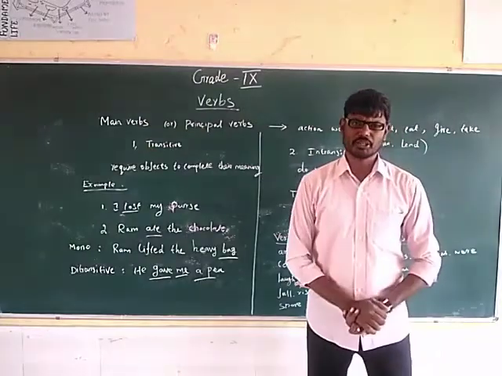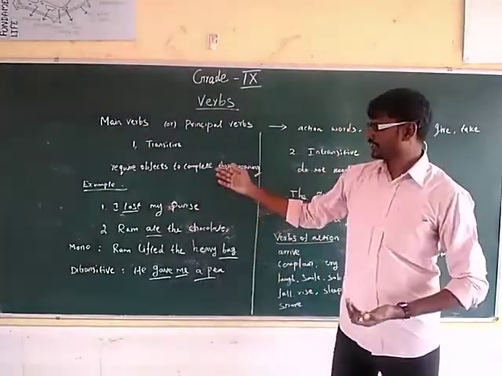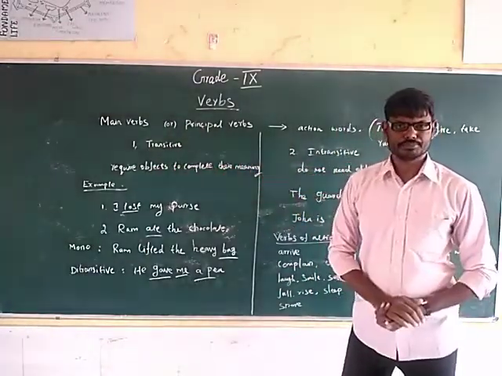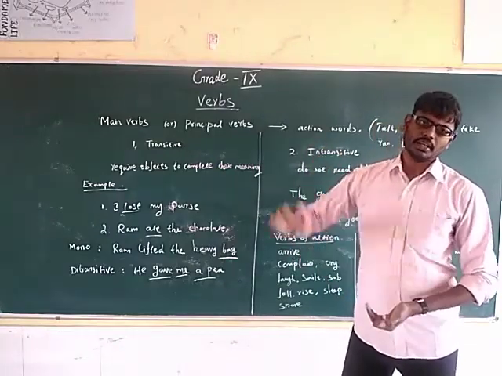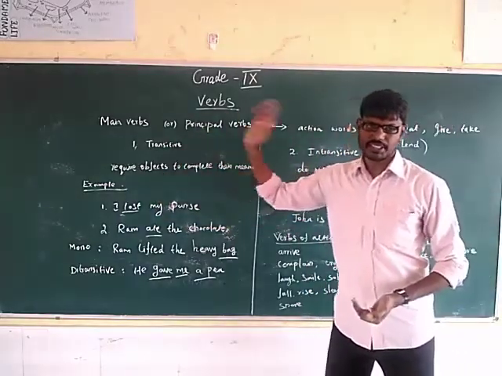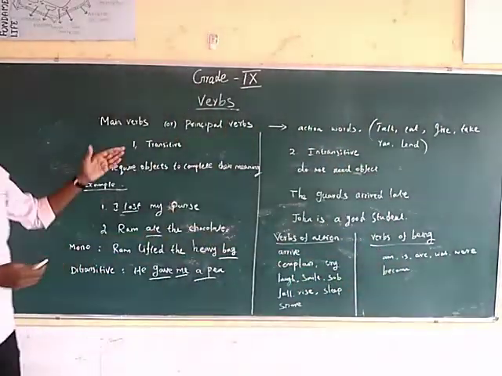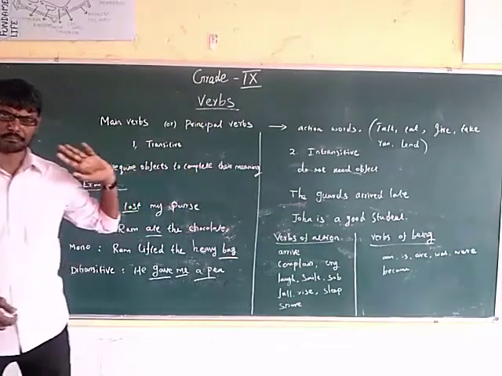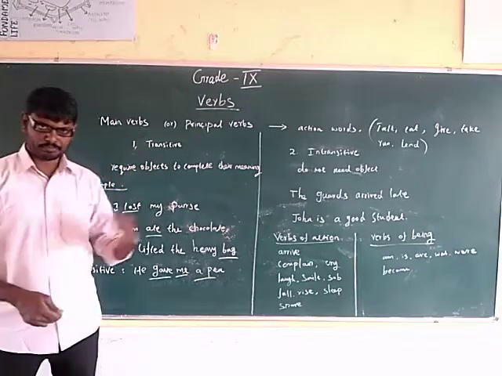See, what is a transitive verb? It takes an object. Without an object, it cannot complete the meaning. A transitive verb takes an object. Without an object, you cannot make a sentence with this transitive verb. If you want to make complete sense, you need an object. A transitive verb requires an object to complete its meaning.